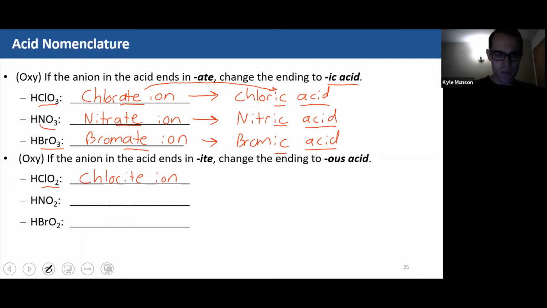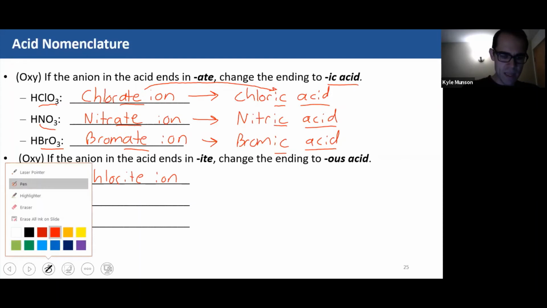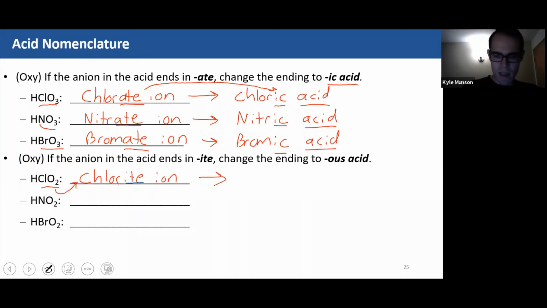Okay, so this part is a chlorite ion. So it has an ITE ending, okay? So that means that ITE ending gets changed to -ous acid. So this is chlorous acid, where again, that ITE ending got changed.